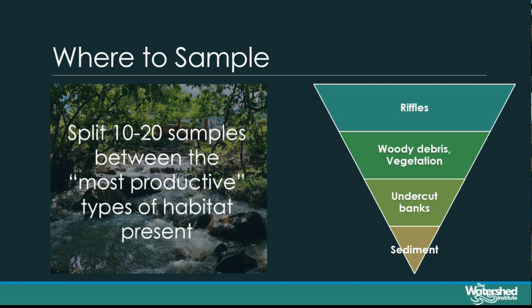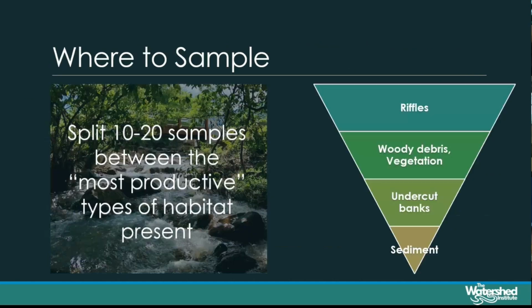So here's a little upside down triangle showing the most productive habitats at the top. Riffles we would like to prioritize, and then woody debris and vegetation after that, undercut banks after that, and then sediment. We don't really find a whole lot of bugs down there, but we still do find some. So we do want to focus some of our effort there.